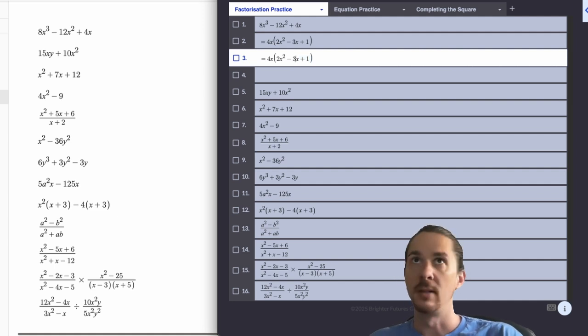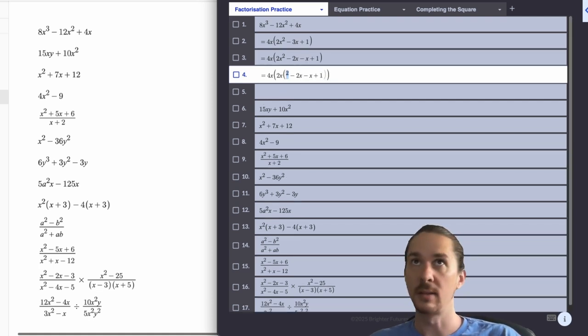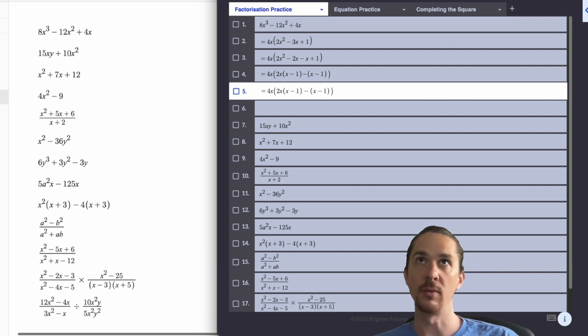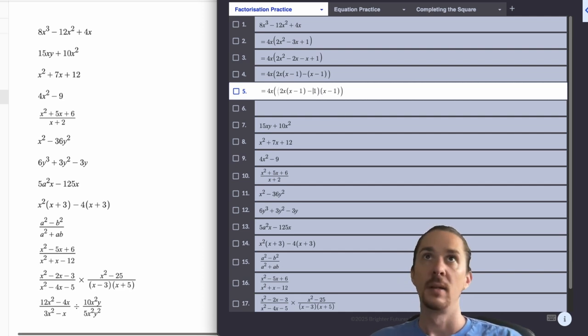So we can say this is negative 2x minus x, and then we can do some factorization. So this is going to be 2x times x minus 1. And then here, I'm going to pull out the minus sign. And remember, there's a minus 1 here. There's a 1 that we haven't written, but it's there. So in this case, we have that 1. So we've got 2x minus 1 times x minus 1. So this is our full factorization here with the 4x still at the front, and we can get rid of that set of brackets. This is what our final answer should look like.